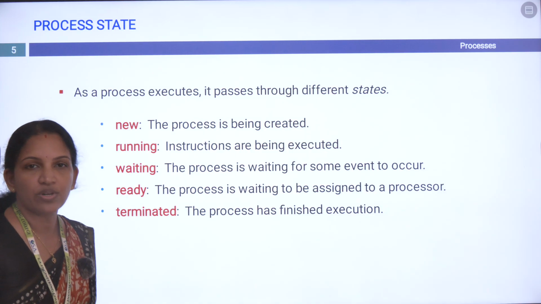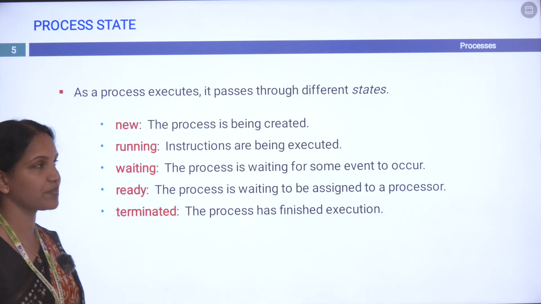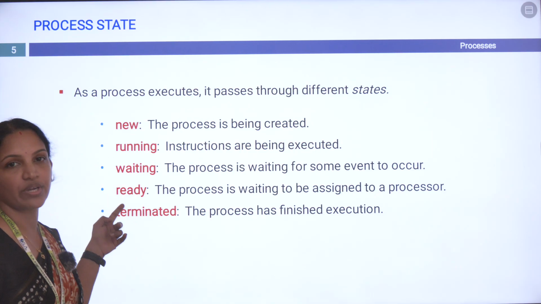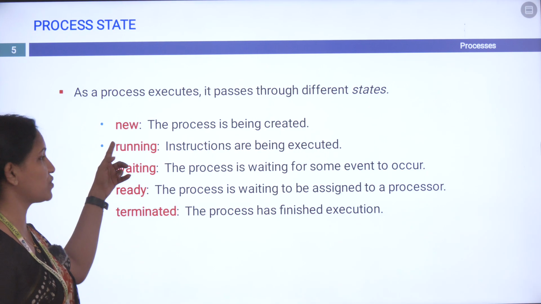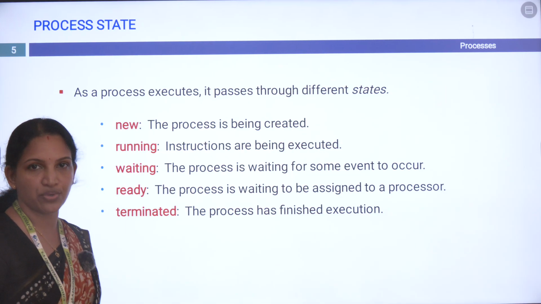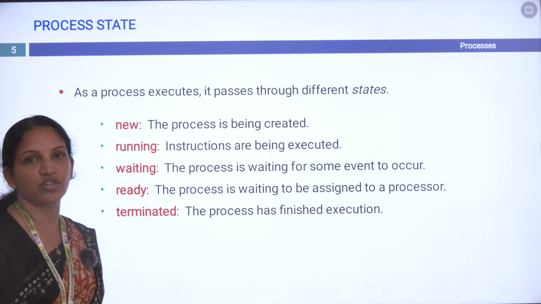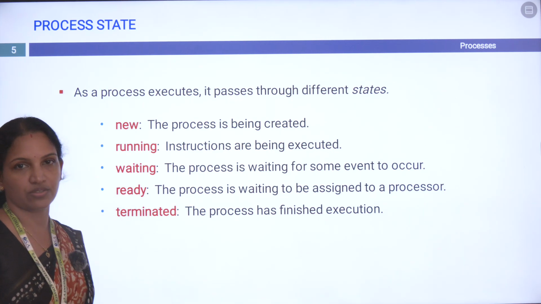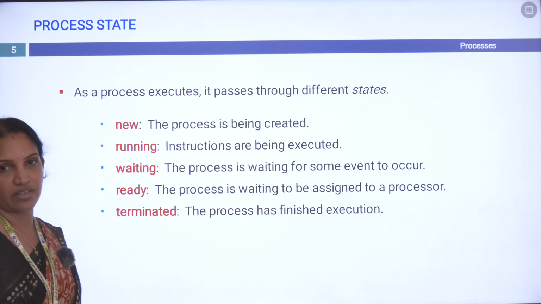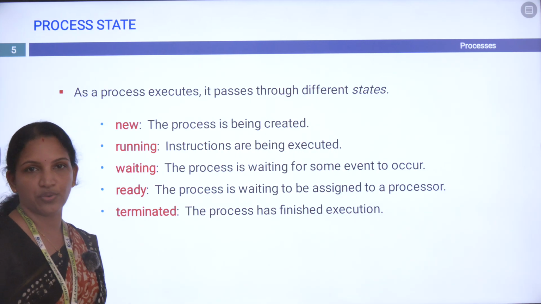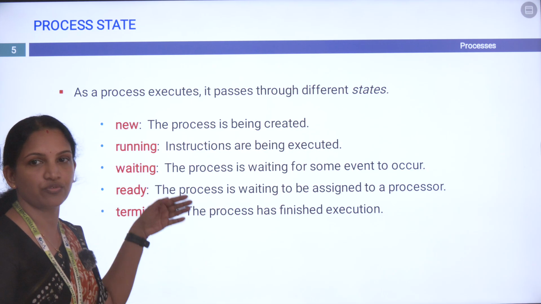Then as a process executes, it can pass through these 5 states. A process has mainly 5 states: new, running, waiting, ready, and terminated. When a process is newly created, it will be in the new state. Once it starts execution, it will go to the running state. Then when the process is waiting for some event to occur, it will be in the waiting state. Then if the process is ready for execution, it will be in the ready state. And once the process finishes its execution, it will go to the terminated state. So during the lifetime of a process, it will go through each of these states.